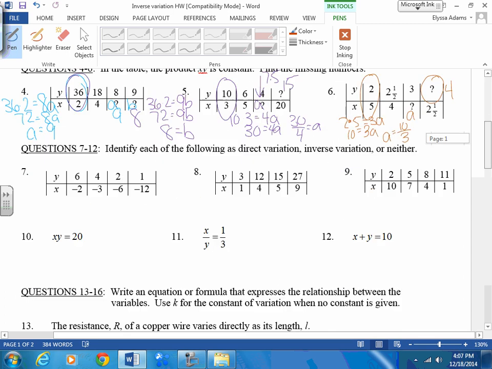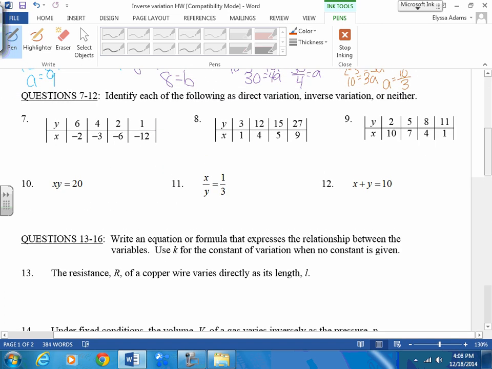Now let's go ahead down here. We needed to determine if these were direct, inverse, or neither. Direct means divide, inverse means multiply. So if I look, okay, let's test to see if this is direct. If this is direct, that means when I divide these, that should give me the same thing as when I divide those. Well, 6 divided by -2, if I'm testing y over x, is -3. That's not the same thing as 4 divided by -3, so this is not direct.